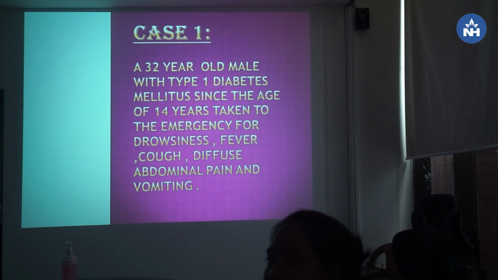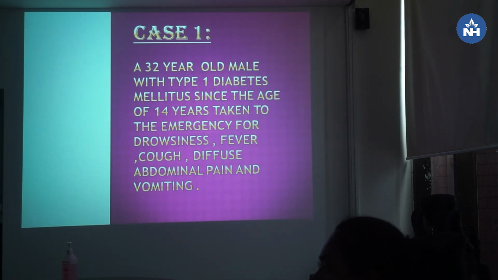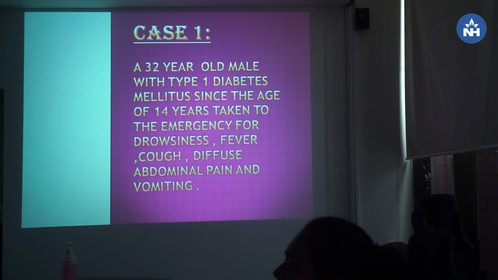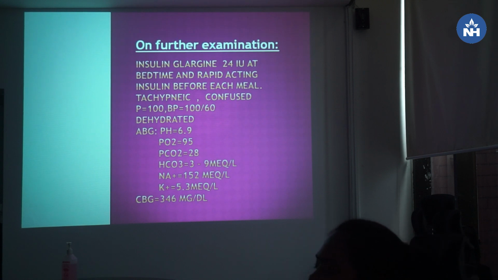So I'll start with a case, a 30-year-old male with type 1 diabetes mellitus since the age of 14 years. He was brought to the emergency for drowsiness, fever, cough, diffuse abdominal pain and vomiting. On further examination, we find out he was on insulin glargine 24 international unit at bedtime and rapid acting insulin before each meal. He was tachypnic, confused with pulse 100 per minute, BP 100 by 60 millimeter of mercury.